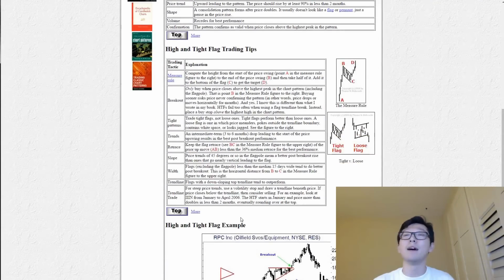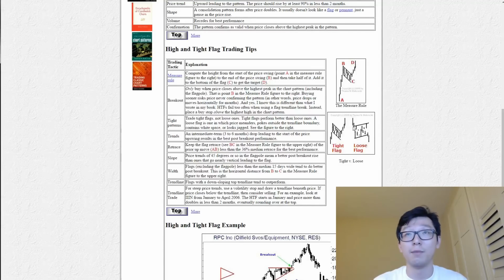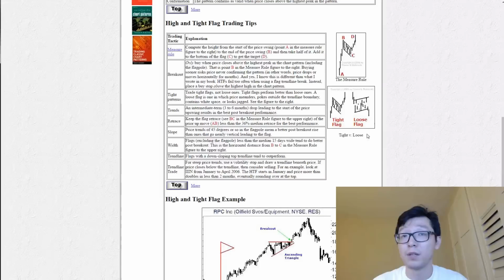One of the main criteria of a high and tight flag is that, first of all, it has to be a substantial rise. He claims at least a 50% to 100% move to the upside, followed by a very narrow consolidation. You can see this is a narrow consolidation with very low volume. So this is a loose flag. That means there's gaps. I know that Bitcoin doesn't have gaps because it's traded 24/7. That means that effectively the price has to be in a very narrow range with narrow volume.